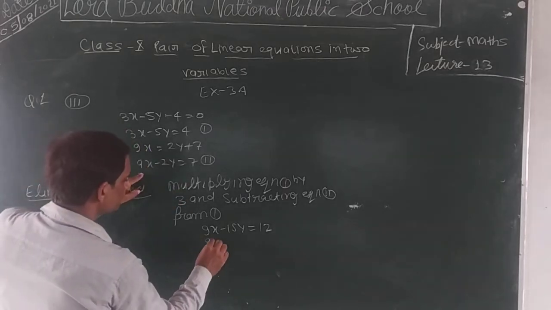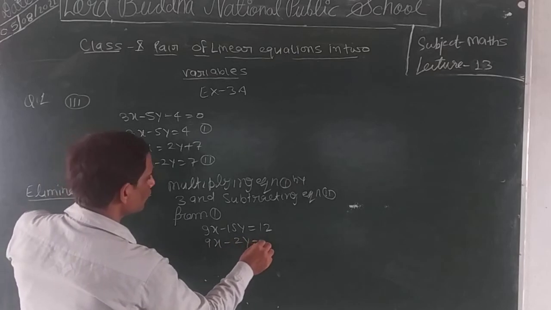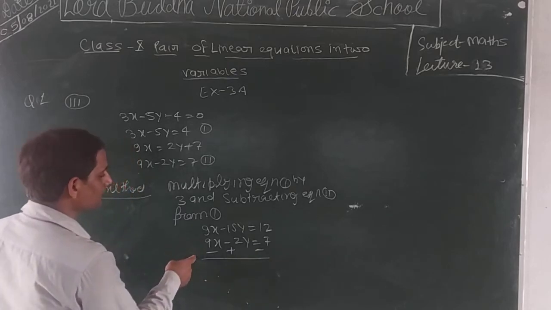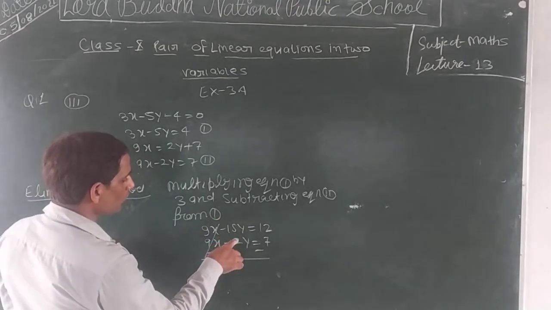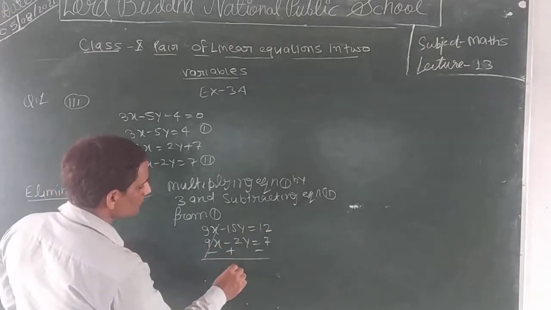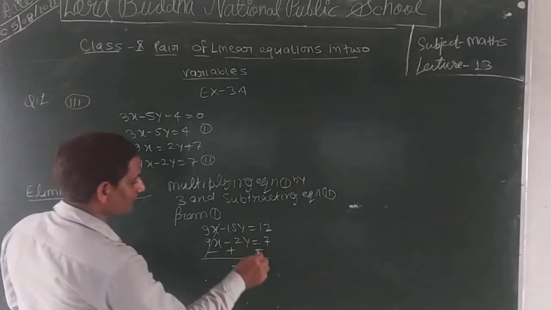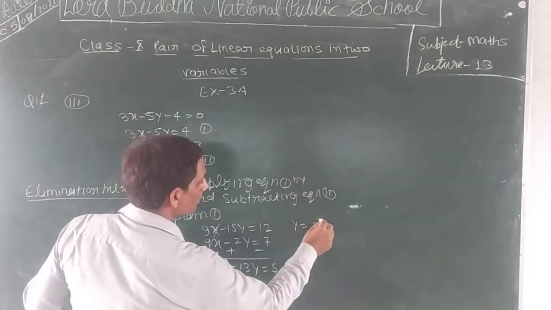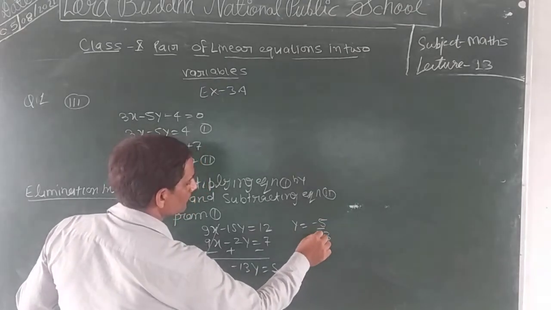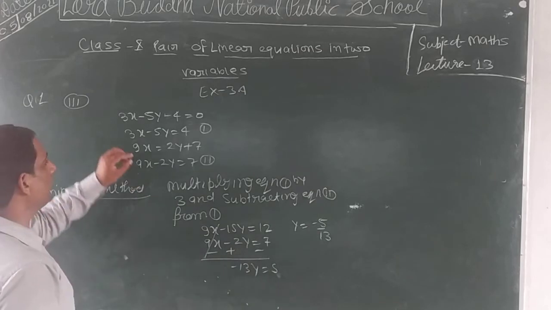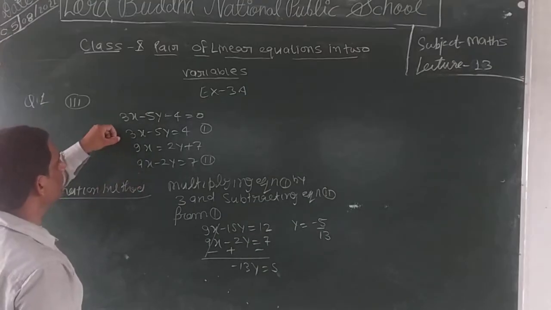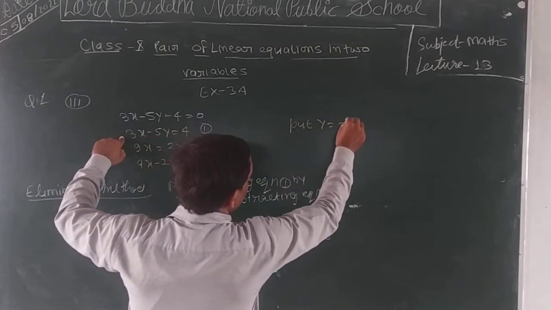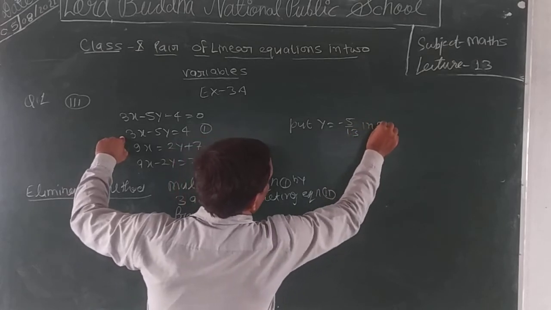Now we write 9x minus 2y equal to 7. Subtracting, 9x cancels out, minus 15y plus 2y means minus 13y. 12 minus 7 equal to 5. Here we get the value y equal to minus 5 upon 13. Now we put this value in either equation first or equation second. We put it in equation first. Put y equal to minus 5 upon 13 in equation first.